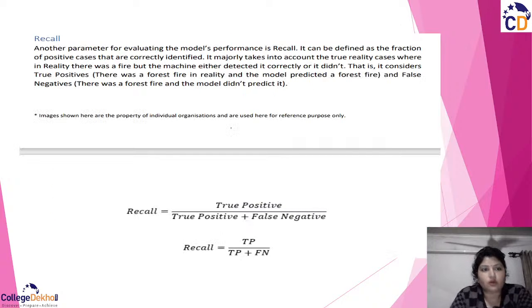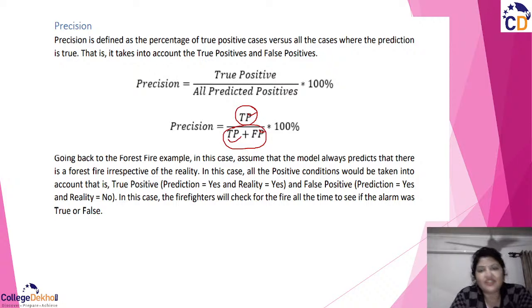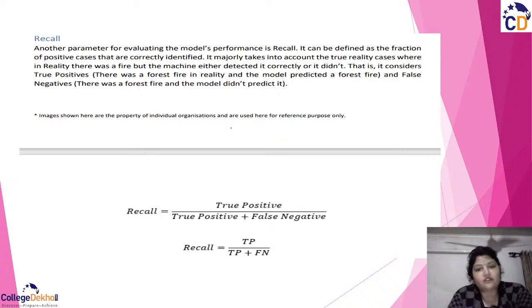Then we have recall. We have not yet covered the false negative part. That's why we calculate that factor using the recall evaluation metric. So here we are including the positive ones plus the negative ones also.